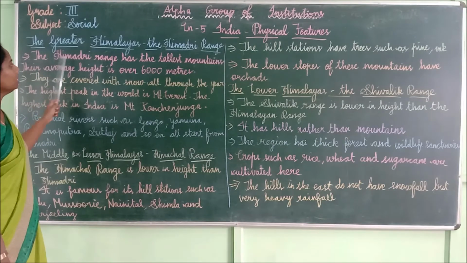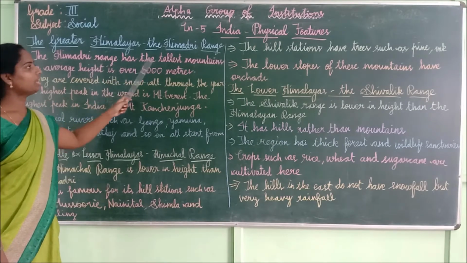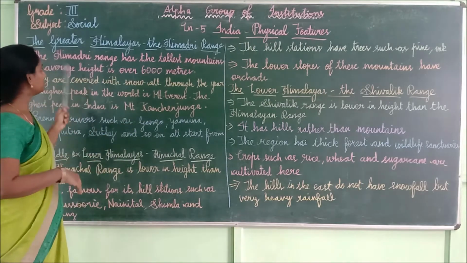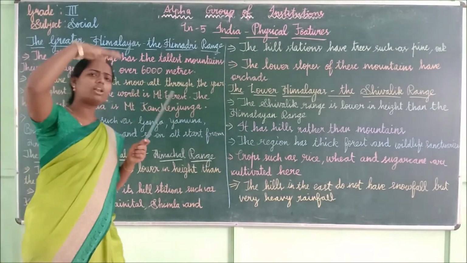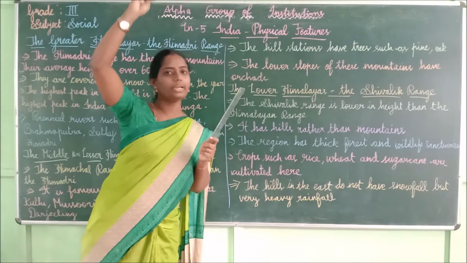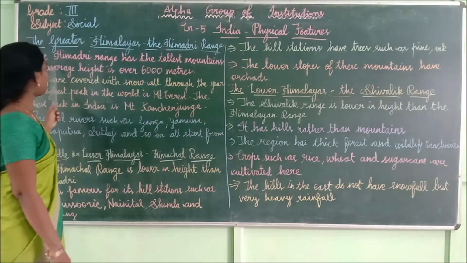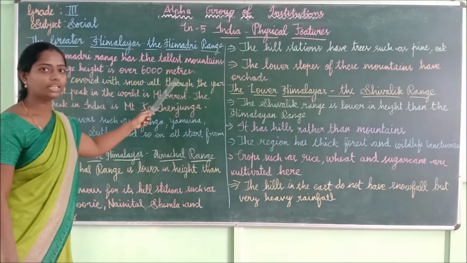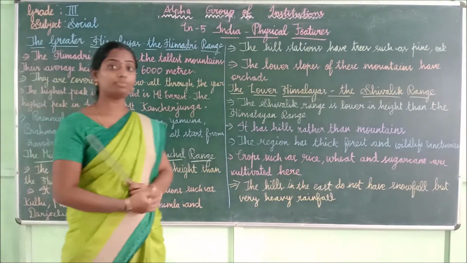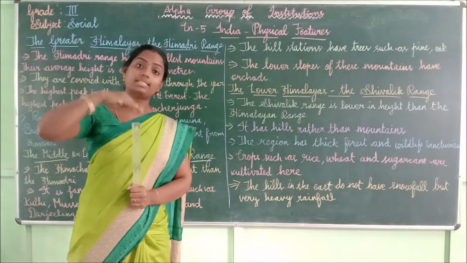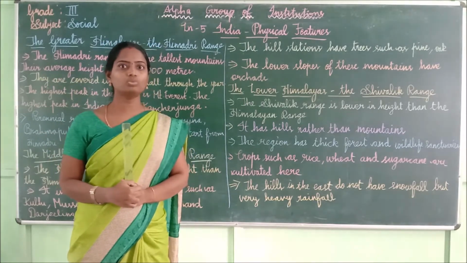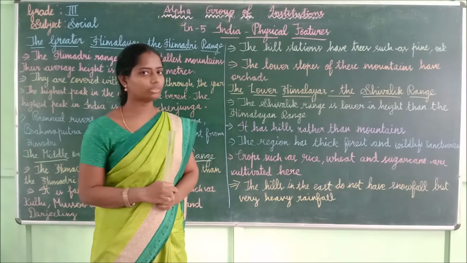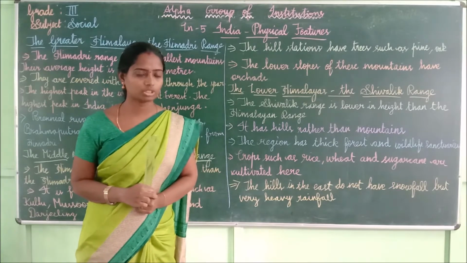See, the Himadri range has the tallest mountains. The Himalayan range is the tallest, which is meant by very big mountains. Their average height is over 6,000 meters. Its height is over about how much, children? It is over about 6,000 meters. Imagine how long it will be. So only it is considered as the tallest mountain, children.